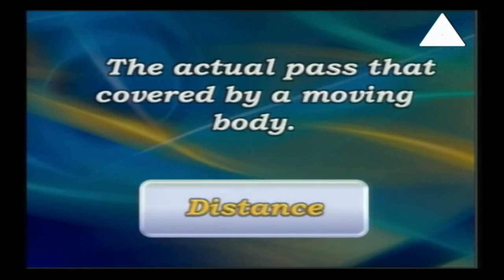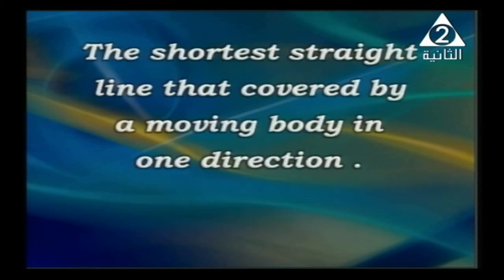It is not displacement. Why, mister? Because displacement needs the direction. It doesn't need direction, so we have the distance. It doesn't need direction because it is a scalar quantity. Another one, the shortest straight line covered by a moving body in one direction or in a definite direction. So the shortest straight line, it means what?